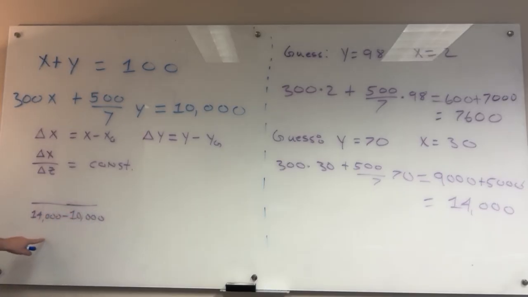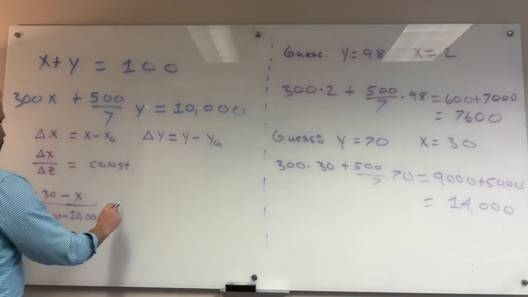Okay, now on the top, my guess for x here, I could use my guess for y or my guess for x. I'm going to use my guess for x here. My guess for x is 30, so it's going to be 30 minus x. So 30 minus x is equal to 14,000 minus 10,000. Because when you plug in 30, you get 14,000. When you plug in the unknown value of x, you get 10,000.